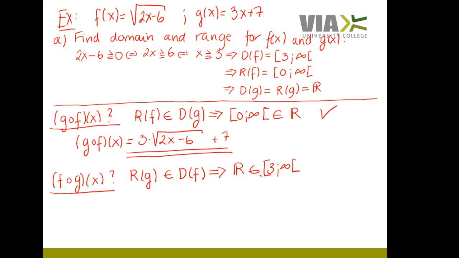All real numbers are not a member of the numbers from 3 to infinity. So based on that, we can see that we don't have the composite function f of g of x with these two initial functions given. So f of g of x does not exist in this example.